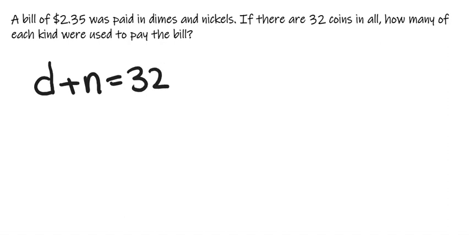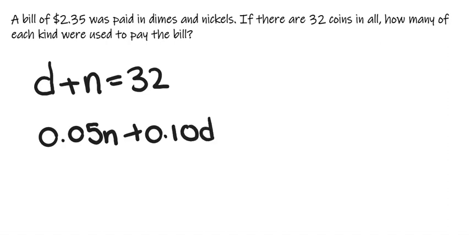The second equation is going to represent the value of the coins. A nickel is 5 cents, so we'll put 0.05 N plus 0.10 D, because a dime is 10 cents. And the total value of these two is going to be $2.35.